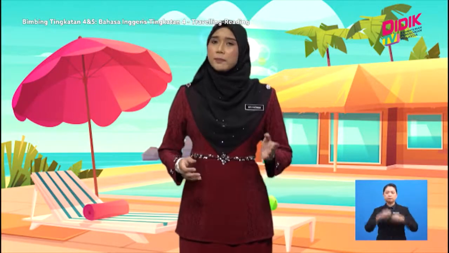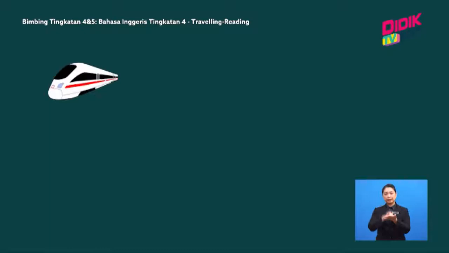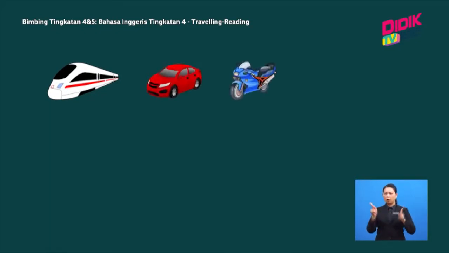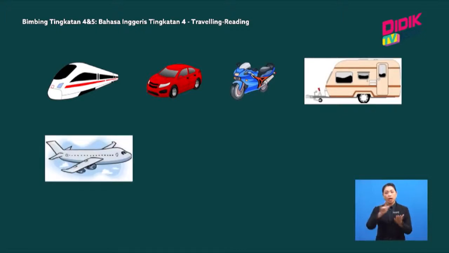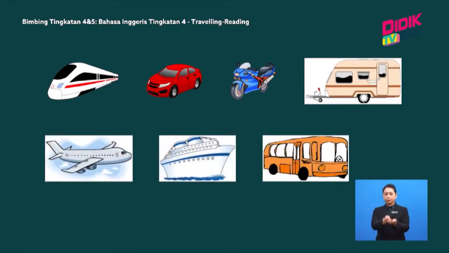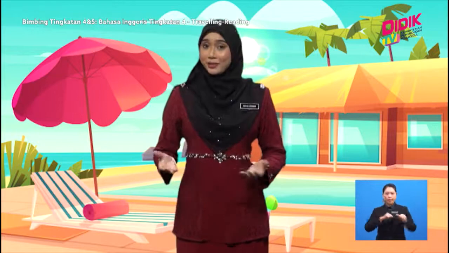Next, what means of transportations are you going to use to go to that place? Train, car, motorcycle, caravan, aeroplane, ship, bus, on foot. And now, plan the activities you are going to do there for every day. Which of the activities here that you like?